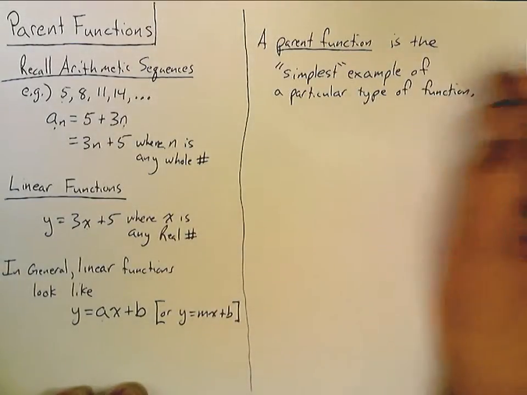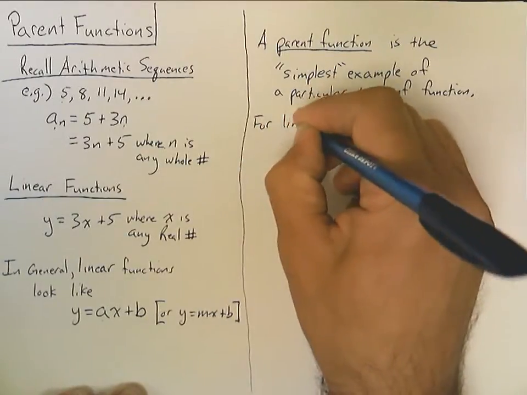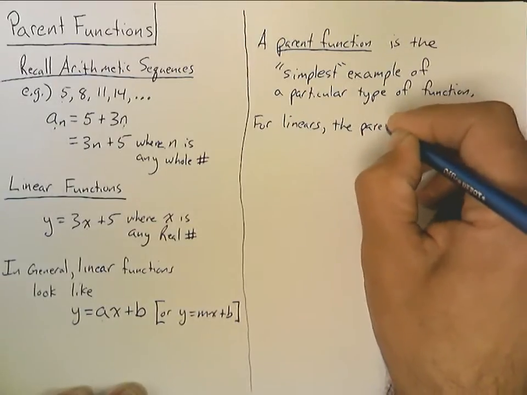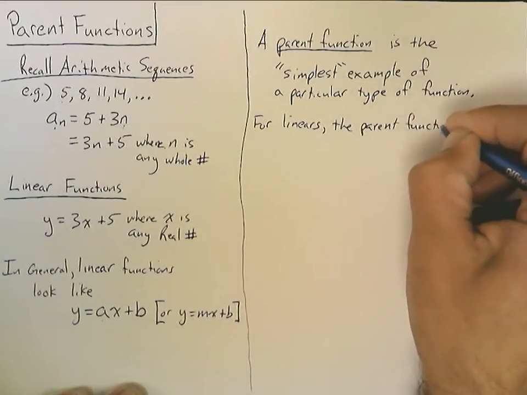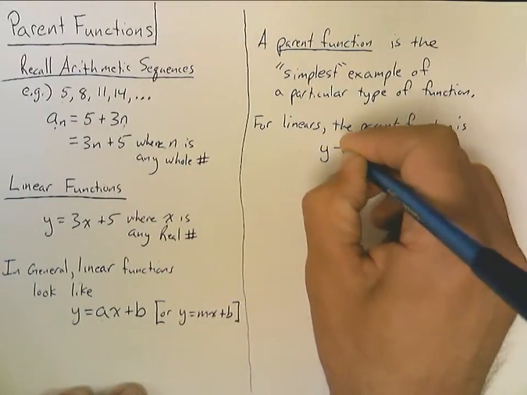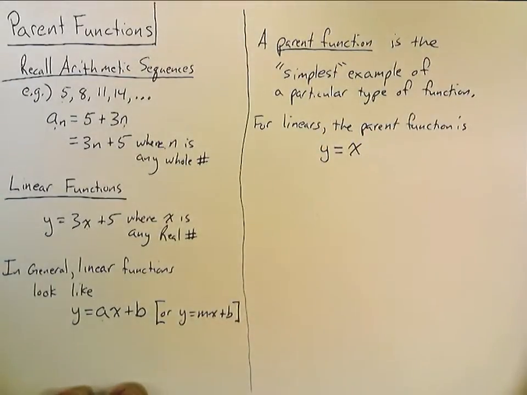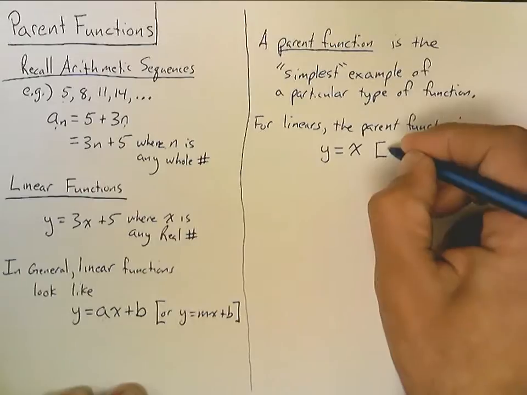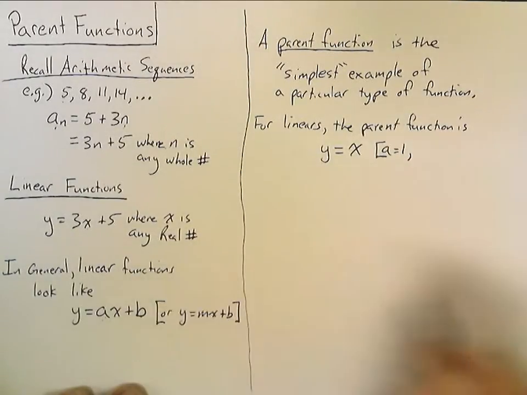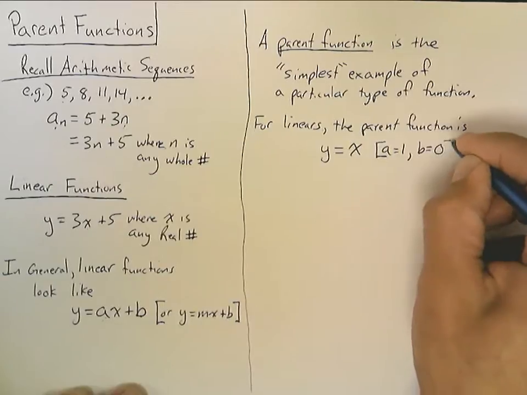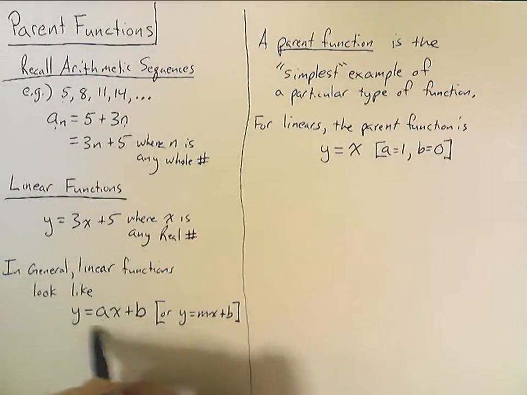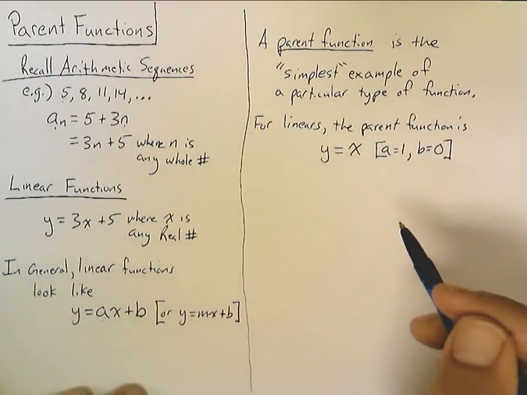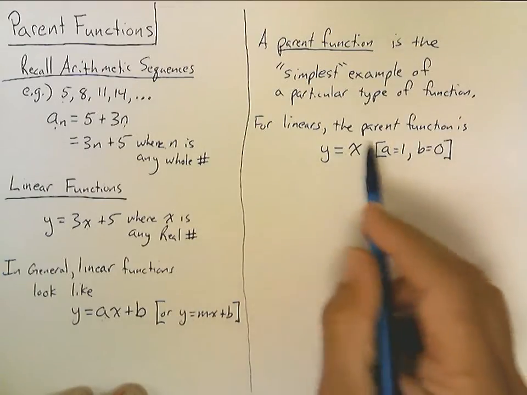And so for linears, the parent function is y equals x. Basically that just means that the number that you're multiplying x by is going to be 1, and the number that you're adding on is 0. So it really does fit into this form here: y is equal to 1 times x plus 0, but you don't need to write the 1 or the adding 0 on there because it doesn't do anything. So that's the parent function for linears.